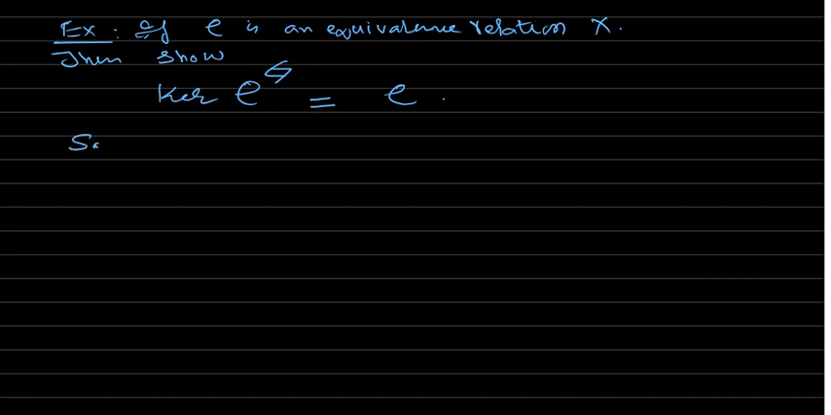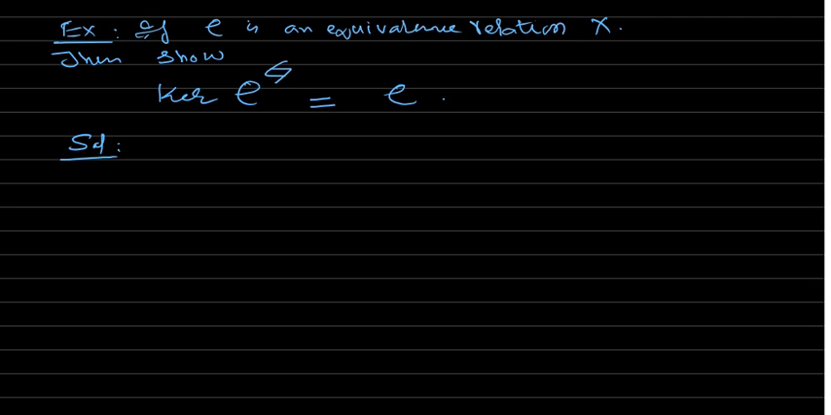Solution. Kernel of rho natural is a relation. Rho is also a relation. Both are equivalences. We know that if theta is a map, then kernel of theta, which is equal to theta composition theta inverse, is an equivalence. So both the relations are equivalences, and we show that they are actually equal.